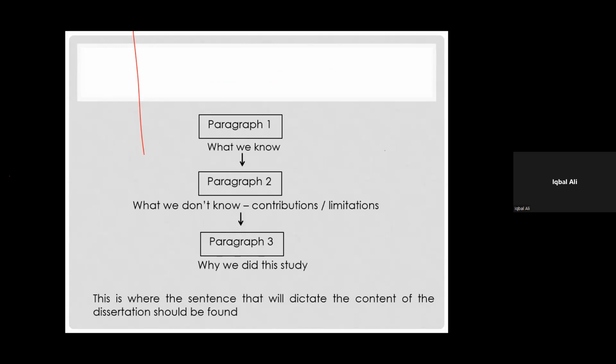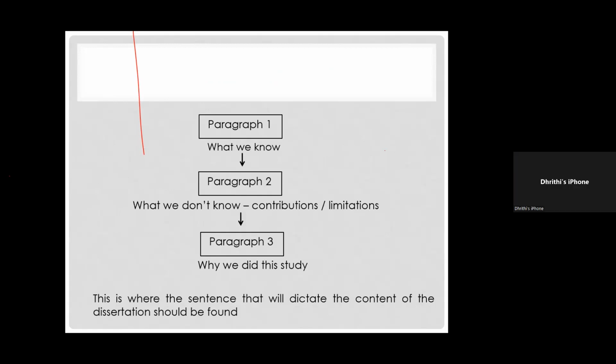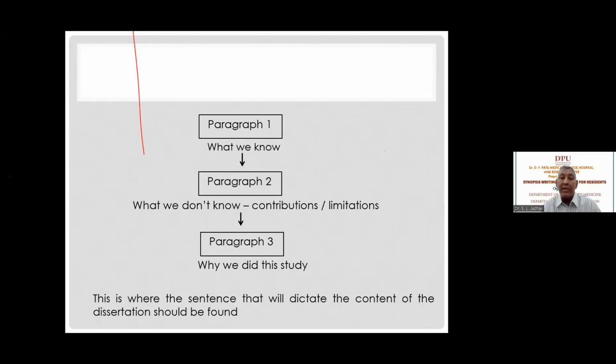So generally there are 3 paragraphs in the introduction. The first para tells us what we know, what is the existing knowledge about whatever you're deciding to have your dissertation on. Second is what we don't know, or what are the limitations of the issue. And third, naturally, why we are doing this, because there is some limitation. So ideally find such topics where there are some limitations so that it becomes easy for you to further study it and write your dissertation.